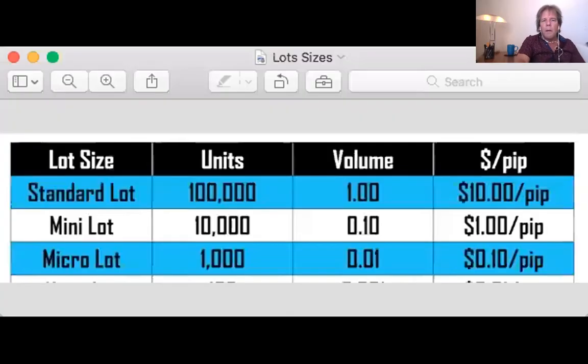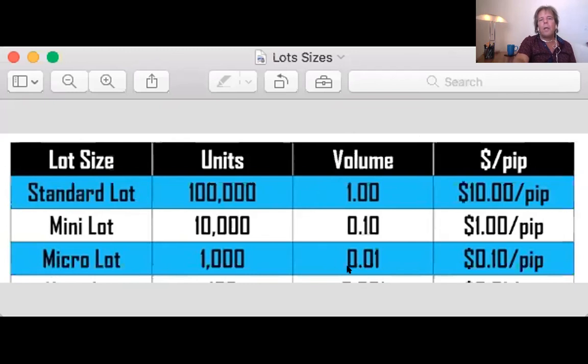The first thing I want to talk about is lot size, and that's really the starting point for risk management when trading forex. There are three main types of lot sizes: the standard lot, the mini lot, and the micro lot. And you can see these numbers here under volume.